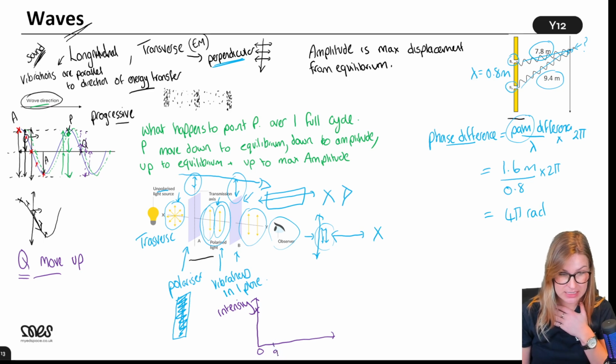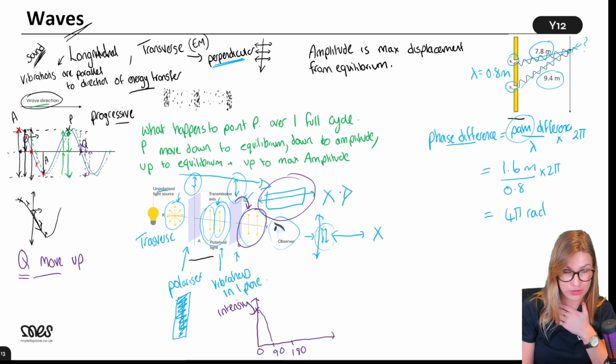If I rotate the second polarizer to 90 degrees, what we said is there are no horizontal components here, so my intensity of light is going to drop down to 0. Let's say I rotate it through 180 degrees, so another 90 degrees, it's basically upside down. But it's still going to be letting through those vertical components. So again, my intensity of light is going to go back up to maximum.